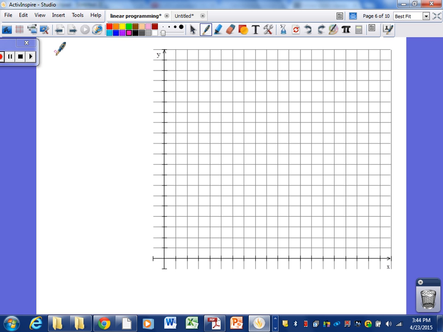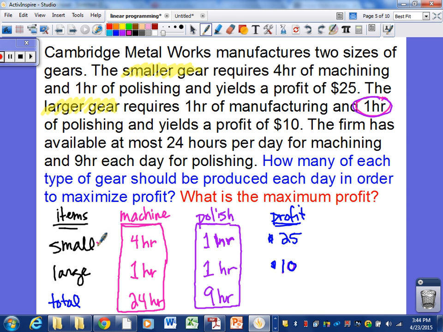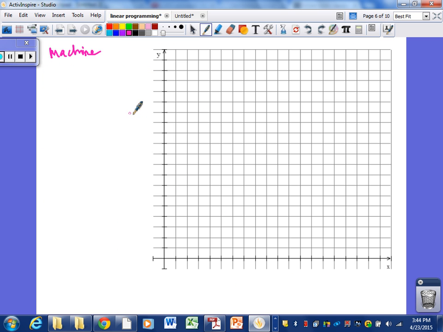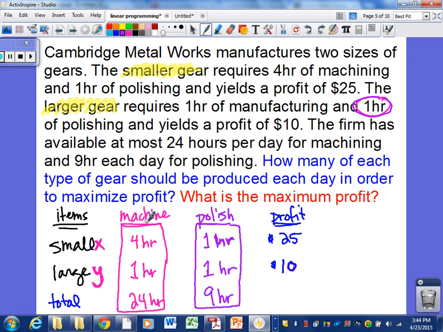So we have our machining time. Let's make the small gears your x variable and the large gears your y variable. Small is x, large is y. So I have 4 hours to make small gears, and I have 1 hour to make large gears, and that cannot exceed 24 hours for machining. And then I had the polish. That was 1 hour for small gears plus 1 hour for large gears, and that was only 9 hours. So here are your linear equations.